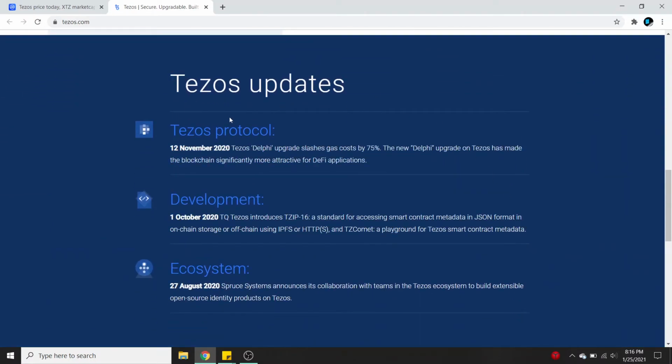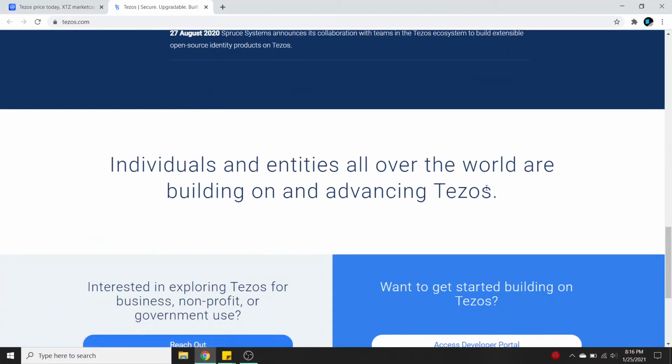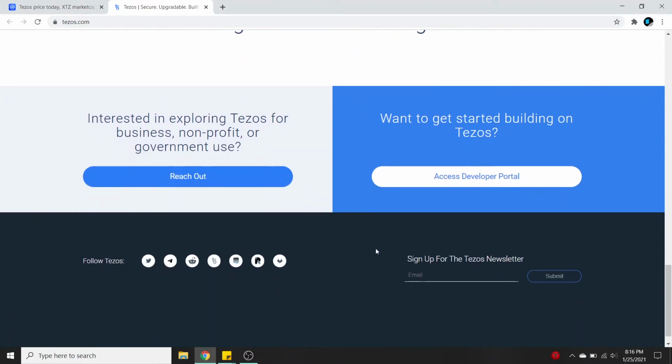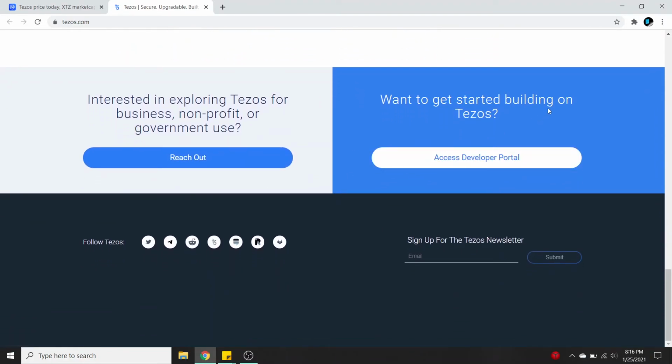So Tezos updates, all these are just past updates that they've had. Individuals and entities all over the world are building on and advancing Tezos. Okay, well, that makes sense, because how do you grow without building? Want to get started? Okay, so this is for developers. Interested in exploring Tezos for business, nonprofit, or government use? Reach out. Okay, so yeah, see, this isn't something that's built for end users or for people like you and I. This is built for developers and obviously businesses and government agencies and stuff like that.